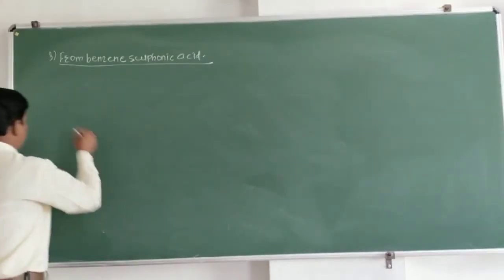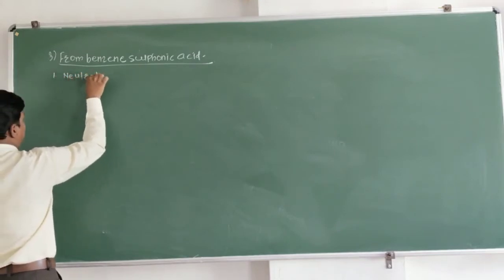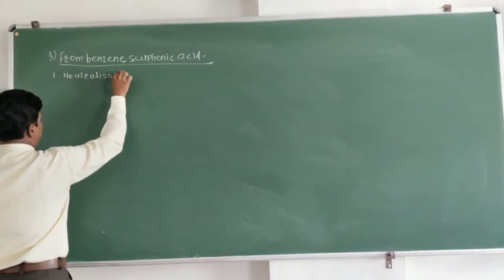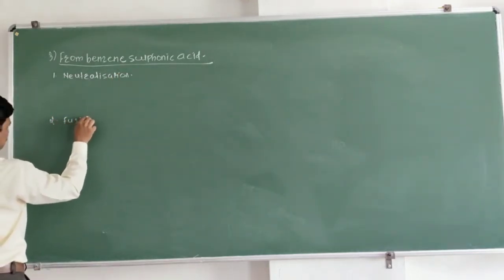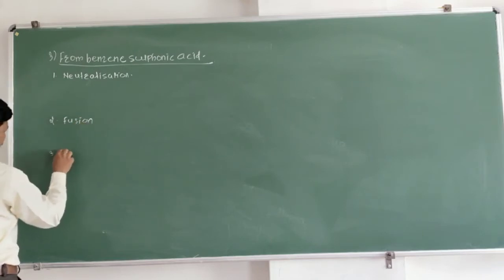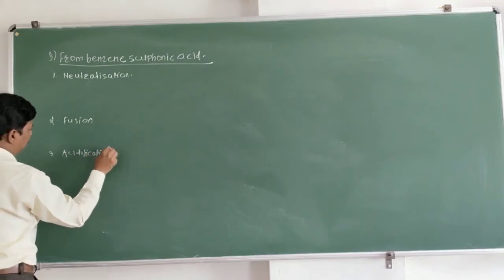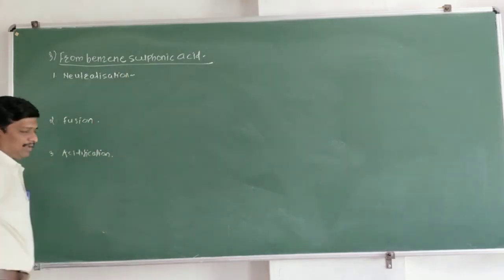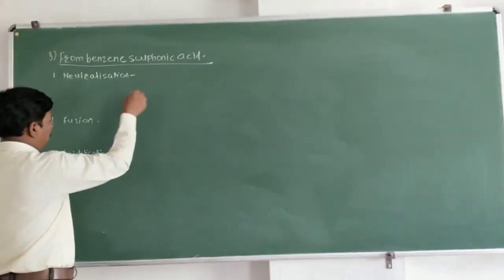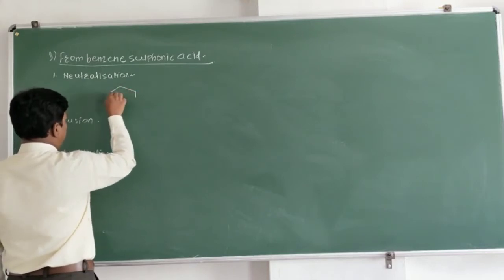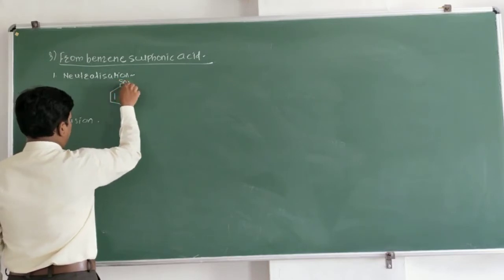What are the three steps? The first step is neutralization. Then the second step is fusion, and the third step is acidification. Now I will discuss these three steps one by one. In the first step, benzene sulfonic acid reacts with NaOH.